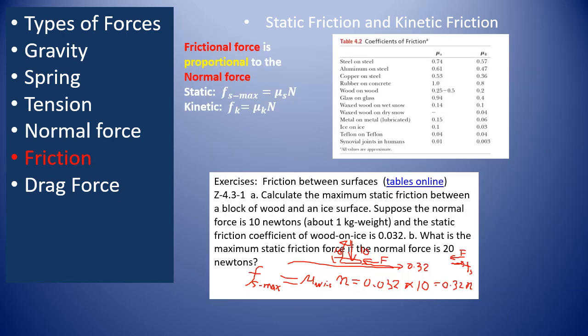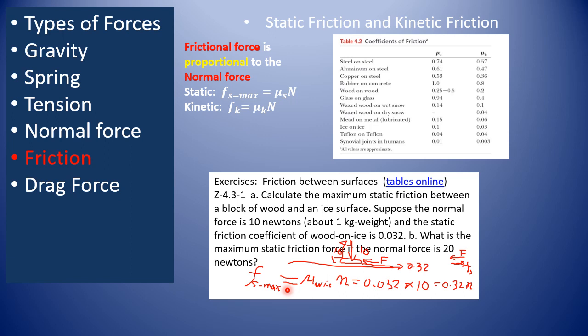Our first example is very straightforward, an exercise on friction between surfaces. You can also click this link to see all the friction coefficient tables. Now, calculate the maximum static friction between a block of wood and an ice surface. Suppose the normal force is 10 newtons, that's about 1 kilogram weight, and the static friction coefficient of wood on ice is 0.032. That's the first question, and it's very straightforward, just a simple calculation.